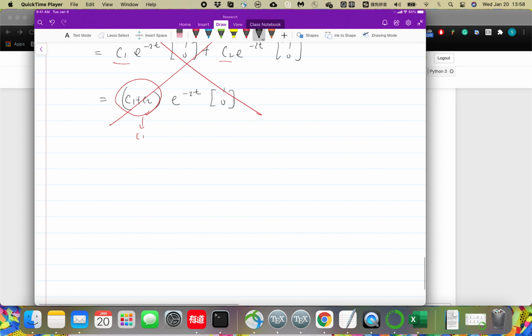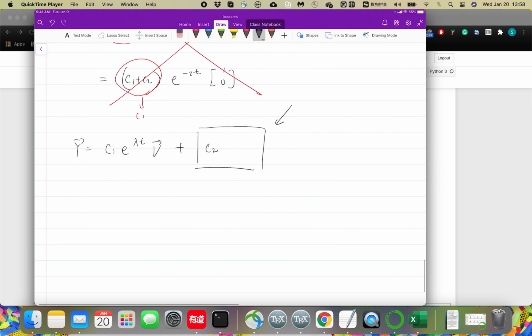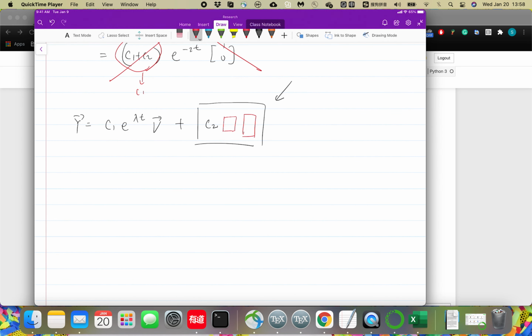The reason this doesn't work is because the moment you write this down, this time we don't have lambda 1, lambda 2. We just have one lambda. We just have one v. Okay, you're missing a second part. You need another part. This part should contain C2, of course. This part should contain a vector. Okay, and this part should contain a solution. So your job is to try to figure out what you should put here in order to make this work.